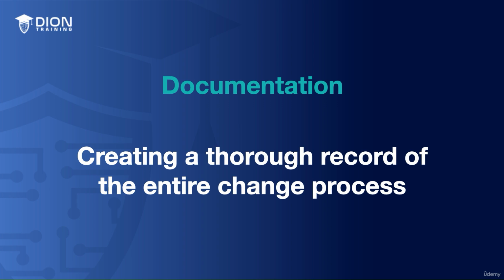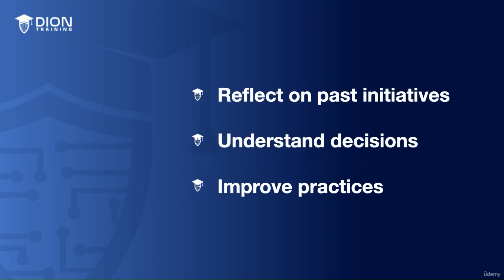Now, the final step in the basic change management process is to document the change, and this is an important thing for us to consider so you can maintain a historical record of any changes that were implemented and ensure that we can properly capture any lessons learned for future reference. This documentation will encompass the entire process from the initial need for a change through to its final implementation and verification. By maintaining detailed records, organizations can reflect on their past initiatives, understand the decisions that have been made, and continuously improve their future change management practices.